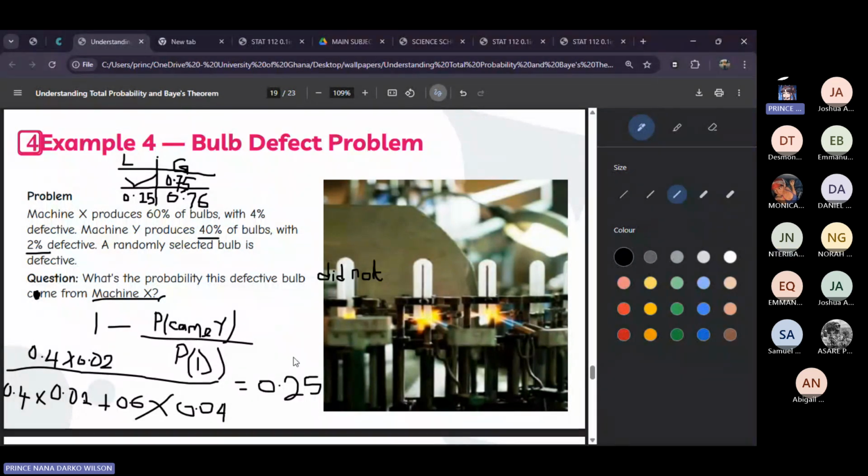Now let's see why I am saying this is the correct answer. The question was specific. It says, what's the probability, guys, that it did not come from X? In other words, everything else aside from X. If you study the question, there are two ways that it could have happened. It could have happened from X or from Y. So if it didn't come from X, it means it's coming from Y, right? Therefore, we don't even need to subtract from 1 here.